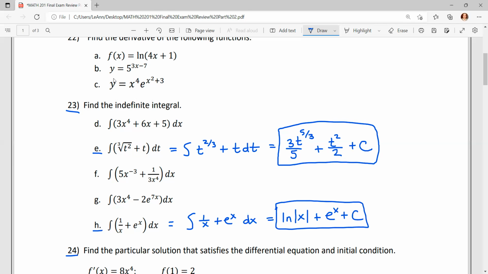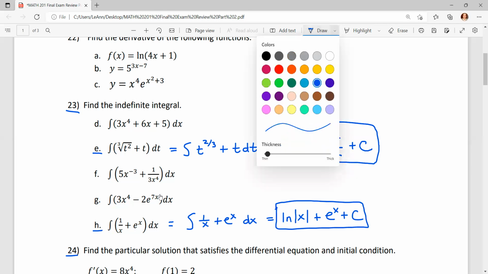Now, if this had been e to the 2x, that's a little different. That's not basic e to the x. We would need to do a u substitution. So you'll see that in another group of problems a little further down. All of these were basic power rules or the special cases. Actually, that's not true. I see that G had a 7x in that one. So I might do that one just for reference.